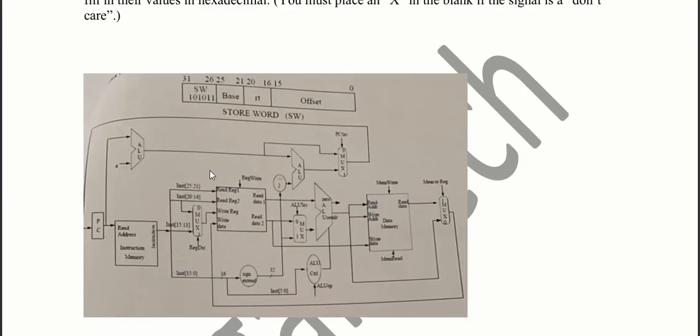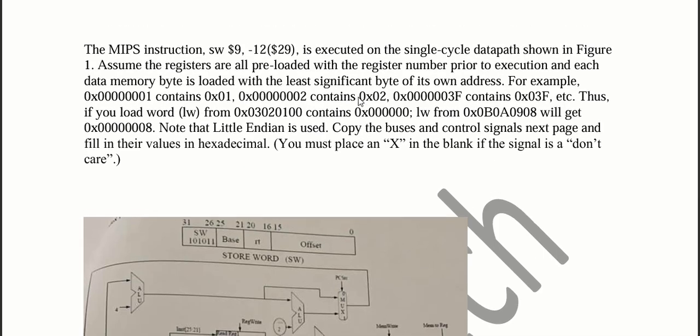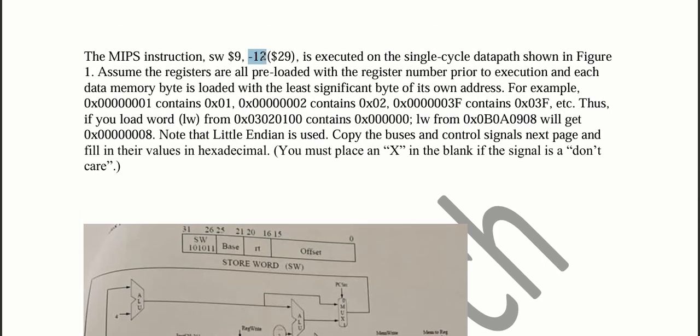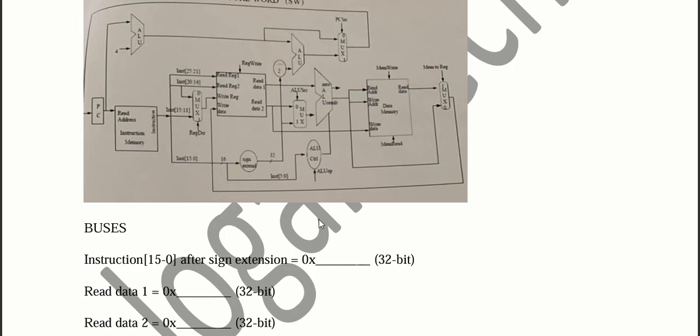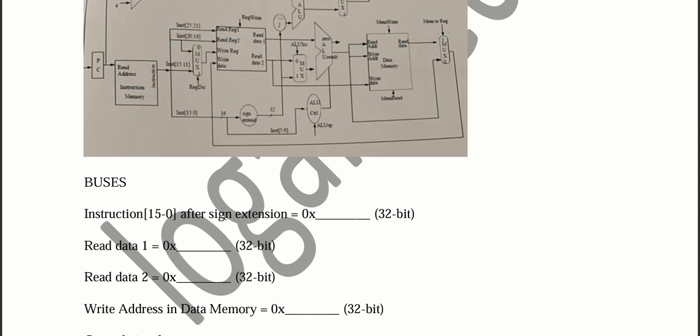Now, if you know the store word instruction format, you realize that 15 to 0 is where the offset will be stored. Now, what is the offset? The offset here is minus 12, right? So that's the store word instruction. The number we specify along with the base register address is the offset, right? Now we are looking to see its value after sign extension here, right?